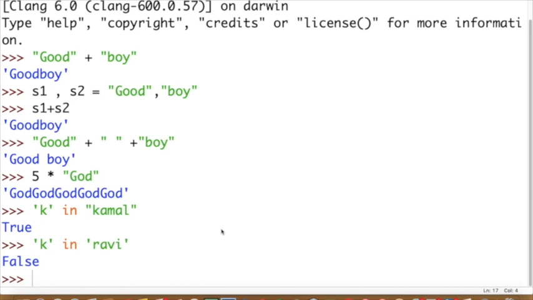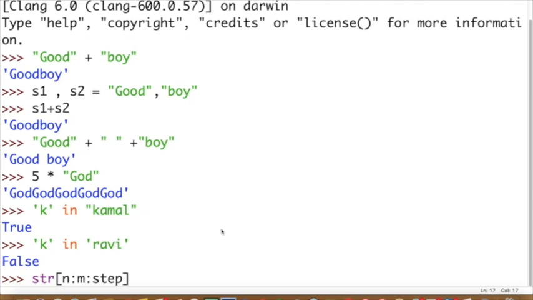Now let us understand slicing of strings. The string uses a slicing syntax like str, and then we have to give the first index colon second index, or the last end index, colon step. So this is a string slicing syntax which has to be used for slicing over a string.